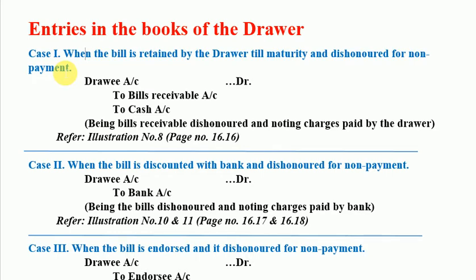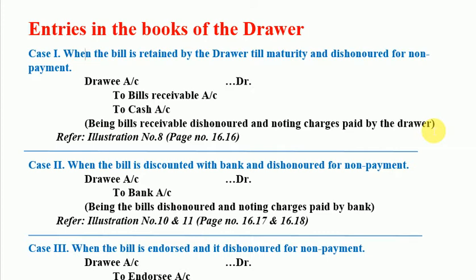All the other entries regarding sales and drawing of the bill remain the same. But on the date of maturity, when the bill gets dishonored for non-payment, the entry is: drawee account debit to bills receivable account to cash account. I repeat, drawee account debit to bills receivable account to cash account. Being bills receivable dishonored and noting charges paid by the drawer.